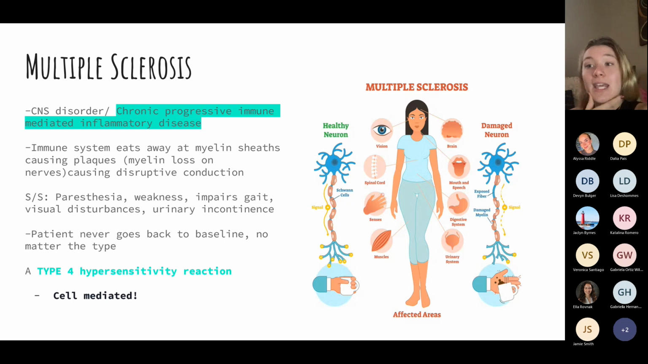So actually on a scan, you will see plaques, which are missing pieces of their myelin sheaths. So you'll see a lot of muscular issues, sensory issues, specifically urinary incontinence with these patients as well. It's important to prevent exacerbations, because once they have an exacerbation and the myelin sheath has been attacked and eaten, they're not going to go back to their baseline function.